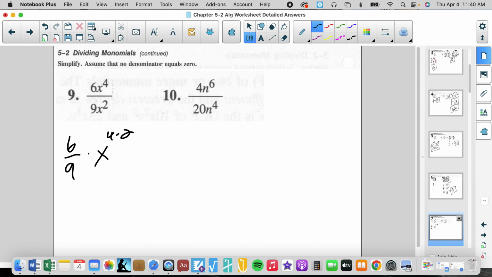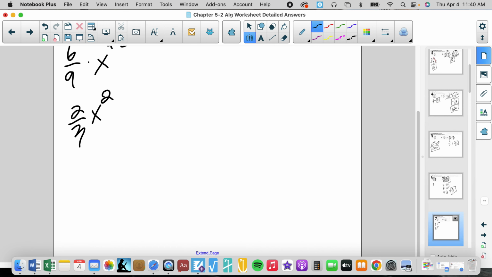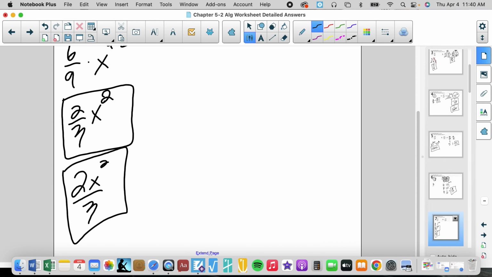Yeah. That's going to give me 2/3. This is going to give me x to the second, and I can write it like that. I could also, that could be my answer. That's not a bad answer. I can write this also. That's an acceptable answer.